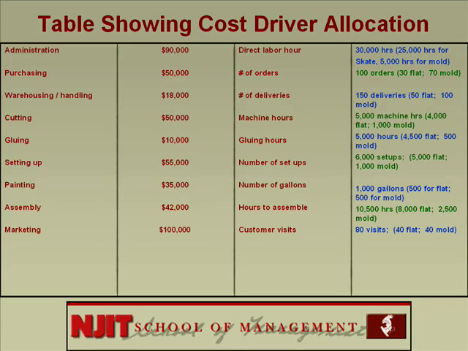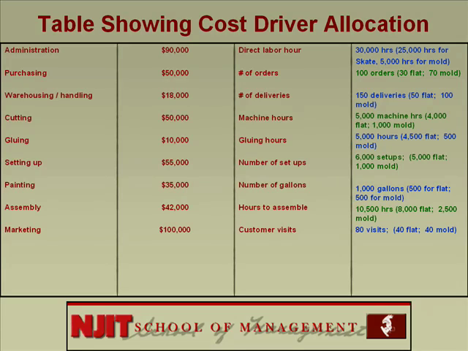Purchasing. Assume the cost driver is number of orders. So the accountant has to go out there, talk to the purchasing department. Assume for the year there were 100 orders, of which 30 were for flat and 70 were for mold.